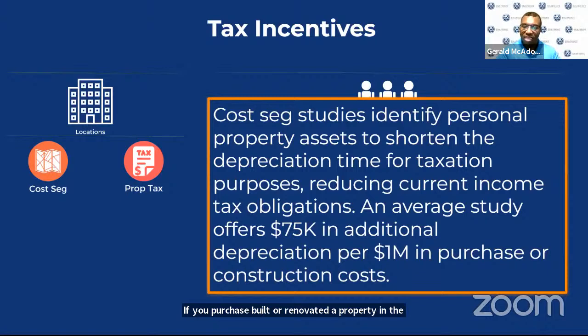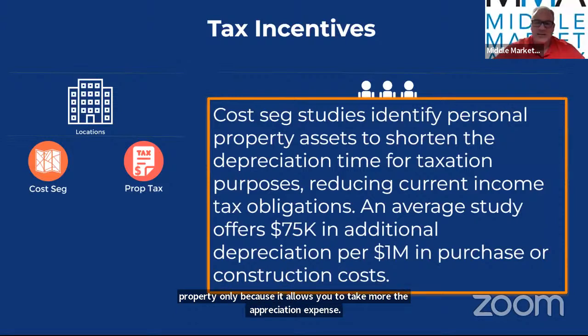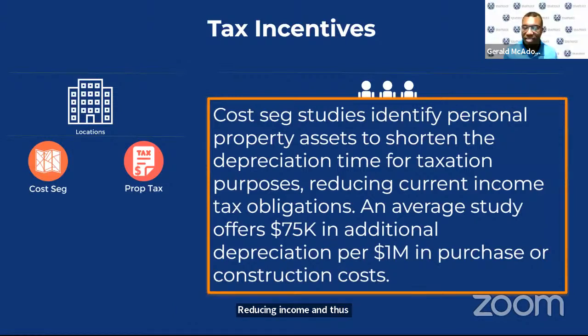Now, cost segregation is essential for commercial property owners because it allows you to take more depreciation expense, reducing income, and thus reducing your tax burden. So as a taxpayer, this means you would receive a significant tax benefit, and that's money that you can use now. The average savings are about $75,000 for every $1 million of purchase or construction costs. And I can tell you that 92.3% of those who own commercial property in the United States have not had a proper cost segregation study.